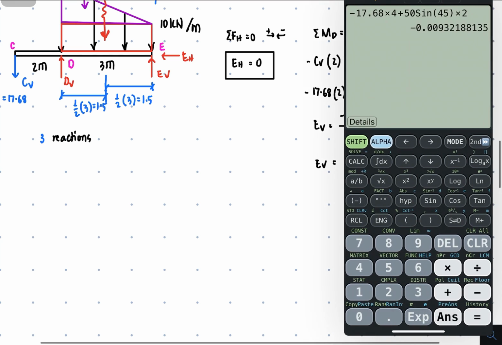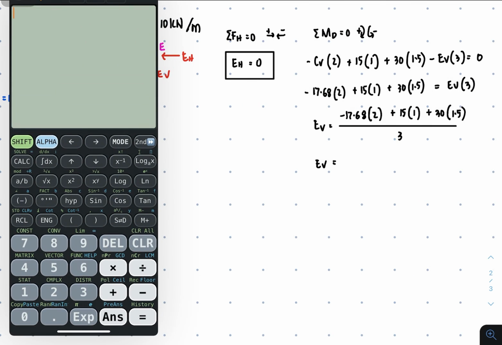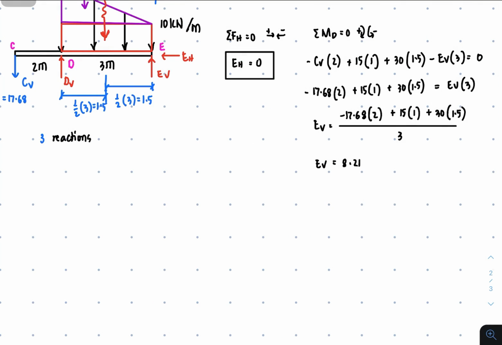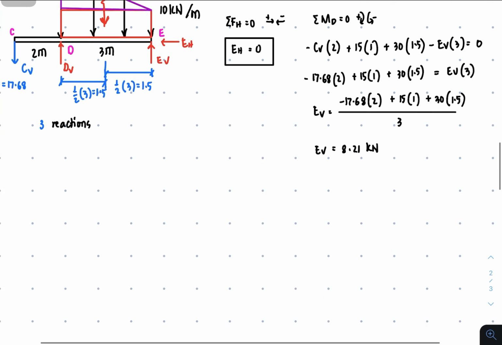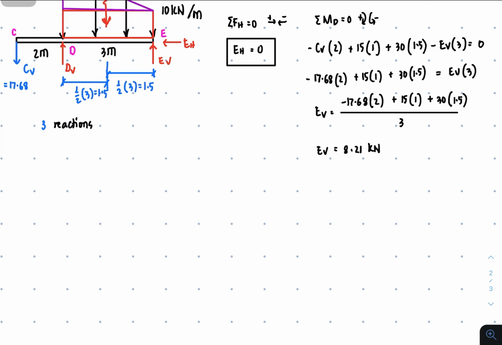So for EV, you compute negative 17.68 times 2, then plus 15 times 1, then plus 30 times 1.5, divided by 3. So the EV is 8.213, or that's 21 kilonewtons. Okay, so now we have this EV.